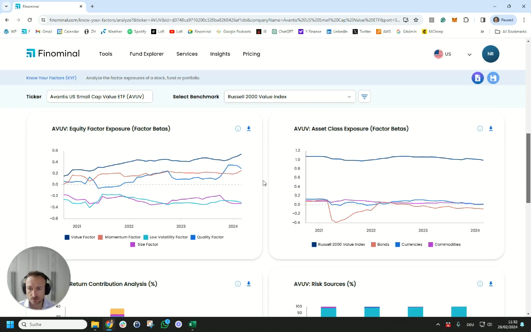We also see positive exposures to the momentum factor as well as the quality factor, and negative exposure to the low volatility factor. Now, what's great about this is that the factor exposures are very consistent, so you know exactly what the fund or ETF is doing. And despite this being an actively managed ETF where the fund manager could have different style exposures, it provides exactly what you expect it should.